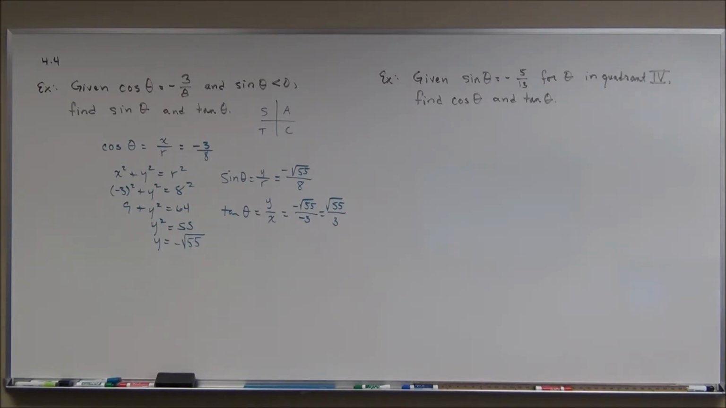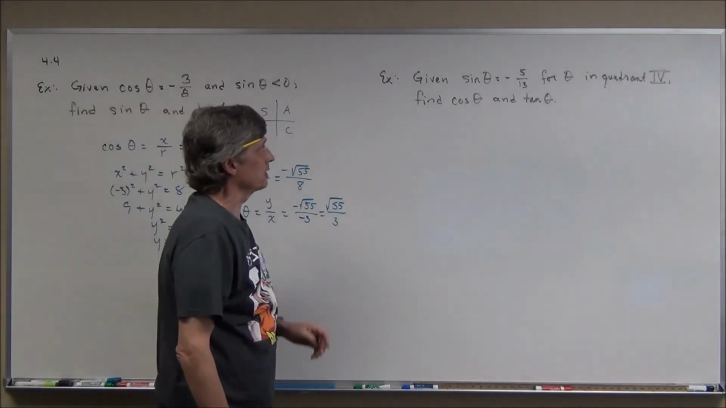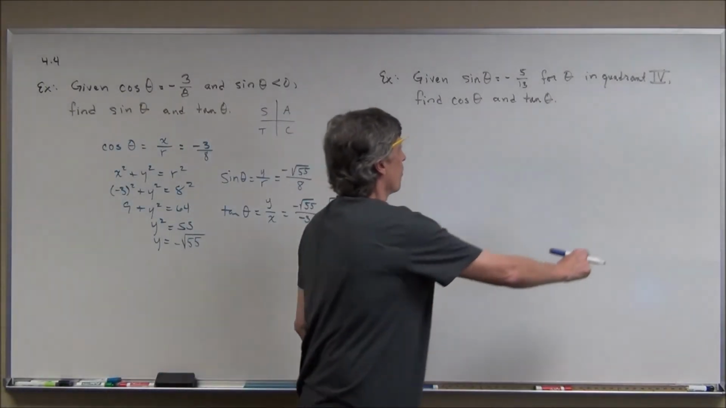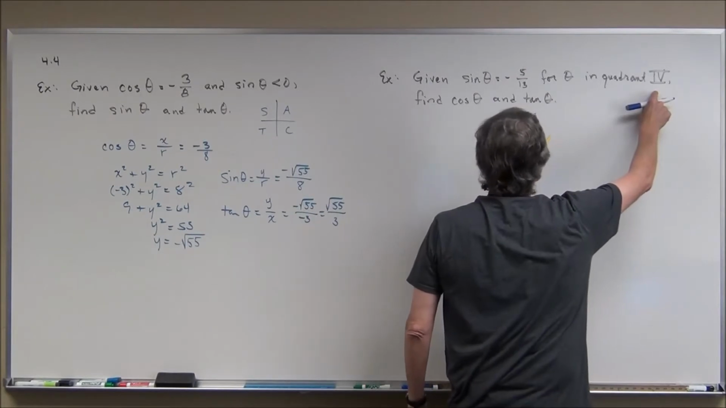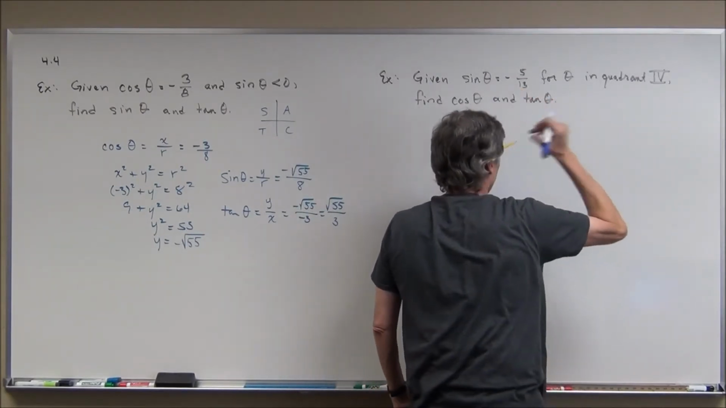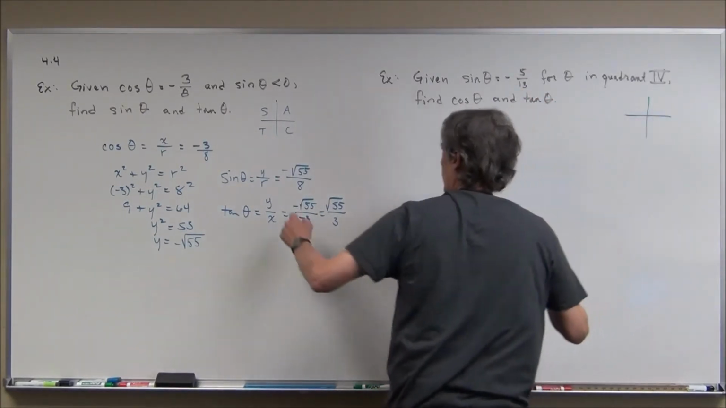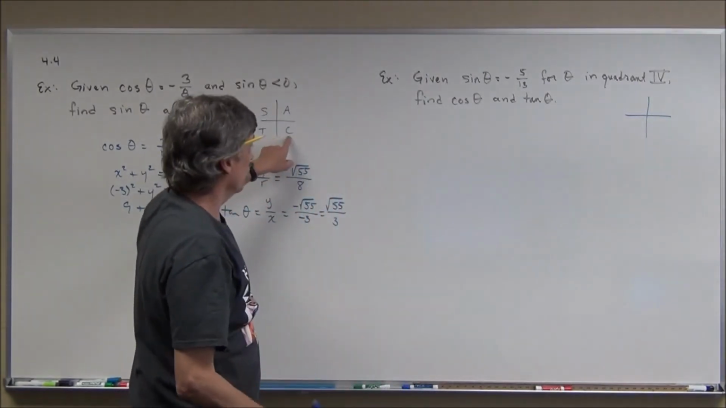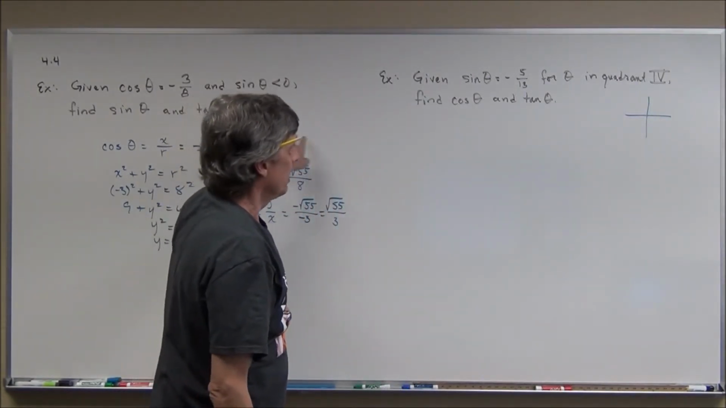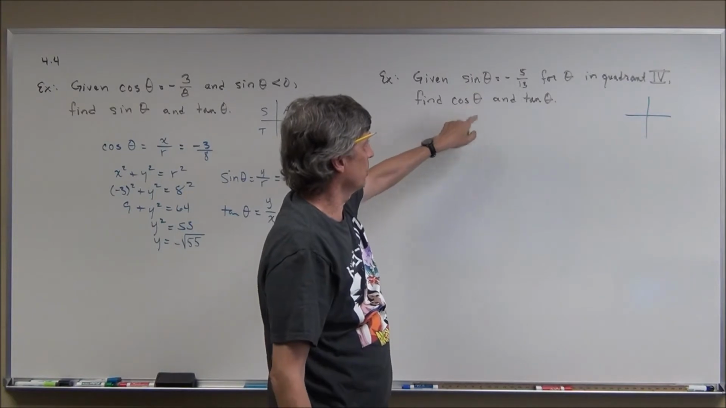Very similar problem in problem number 3. It says that the sine of theta is -5/13, and theta is in the fourth quadrant. So I already know what quadrant it is. Sine is negative. Remember, all students take calculus. Well, it's right over here. Cosine is positive in the fourth. And that's one of the things they're asking for, is the cosine.